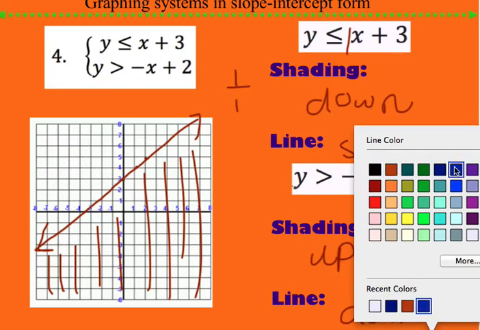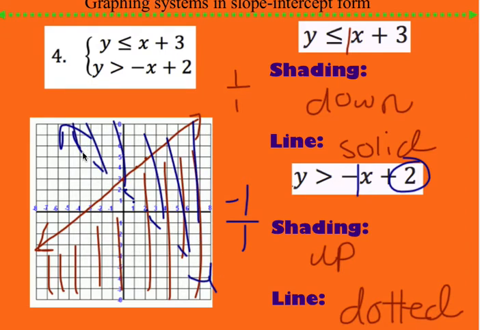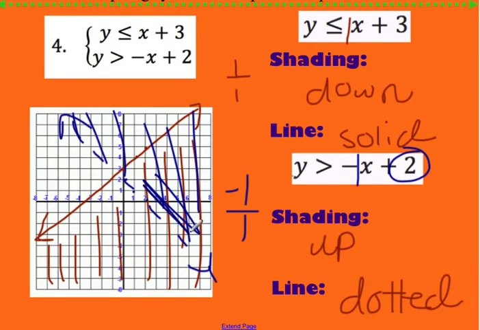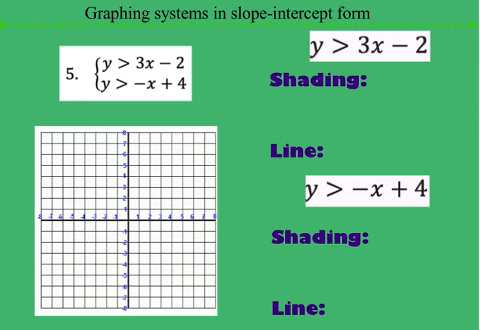Let's go ahead and take a look at the other line. For the other line, we're crossing the y-axis at 2. And then our slope, since there's no coefficient, is -1, which means I'm going down 1, right 1, down 1, right 1. And that one is going to be dotted. Then from there, I'm going to shade above the line. So I notice that the region that it crosses is right here. So I'm going to shade that one in extra dark so I know that that's the region that it's crossing in. Okay?